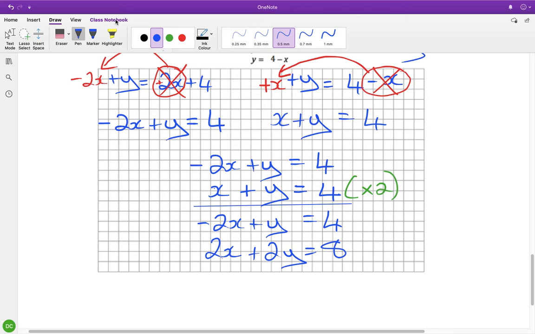Okay, and now if you look here, the numbers are the same. This 2, the top one, is minus.